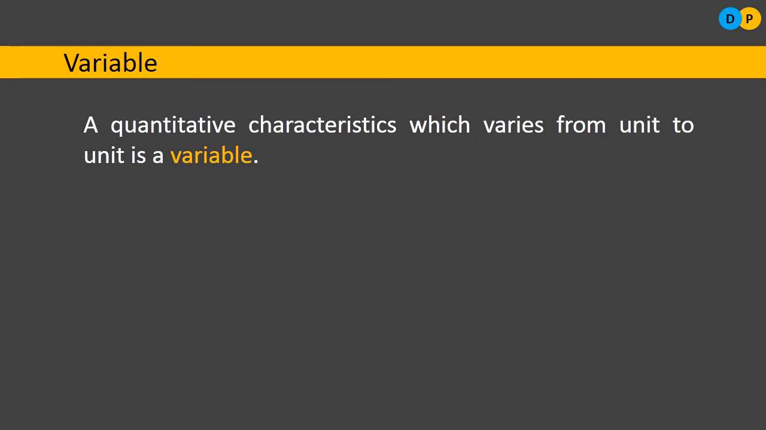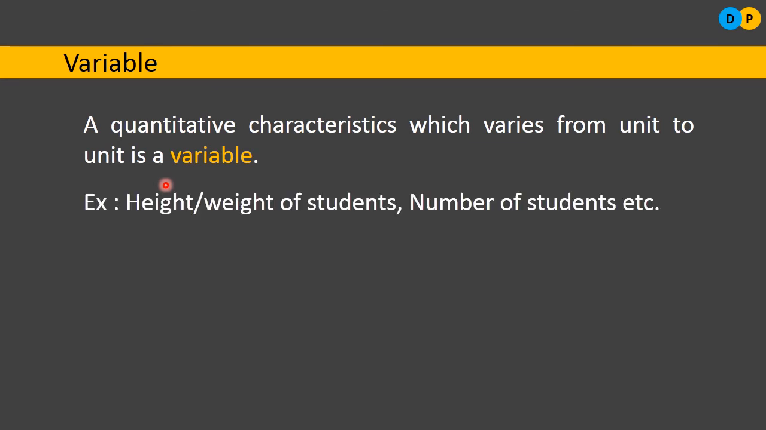It varies from unit to unit, individual to individual. So a quantitative characteristic which varies from unit to unit is referred to as a variable. Now let us go through some examples. Height or weight of students. In a classroom there may be 40 or 50 students, so the height of each student varies, maybe with decimal point values also.